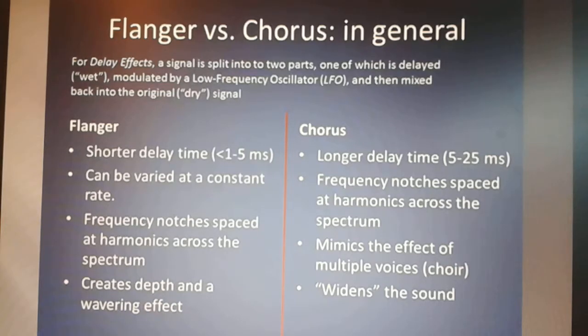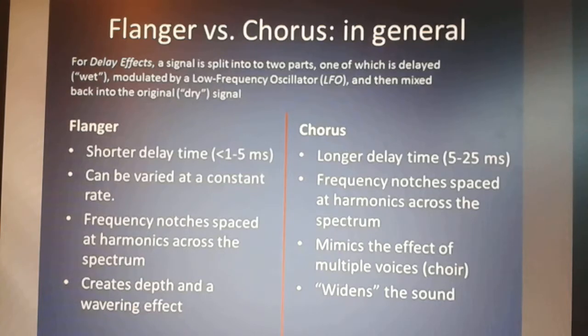So flanger and chorus effects in general are both delayed effects, which means you have a signal split in two, delay one of them, modulate a little bit, add it back into the original one, and then you get some kind of cool effect. However, the flanger uses a shorter delay, less than 1 to 5 milliseconds, while the chorus has a longer delay time, like 5 to 25 milliseconds and up.